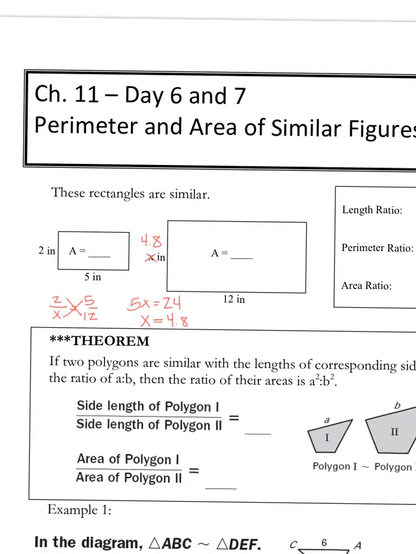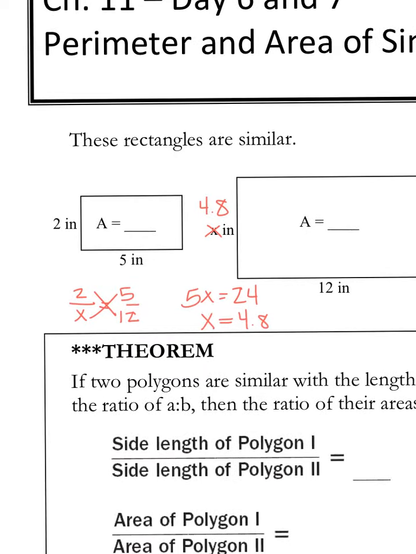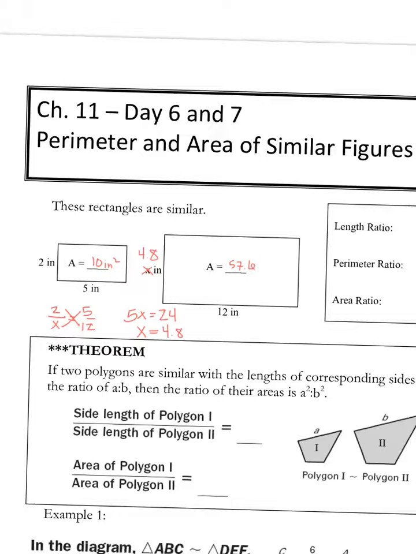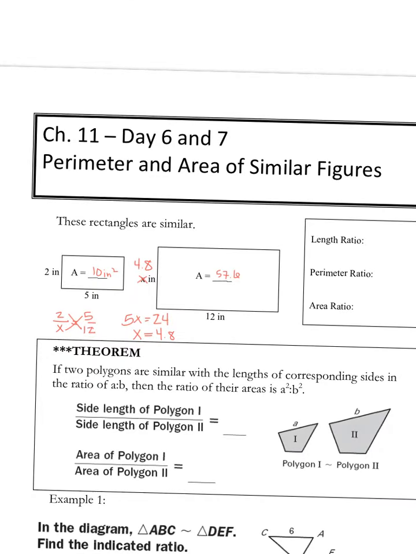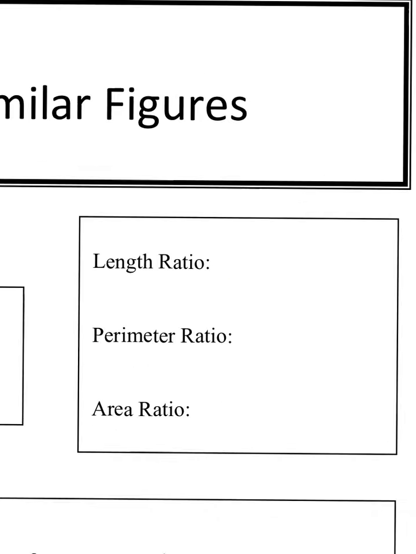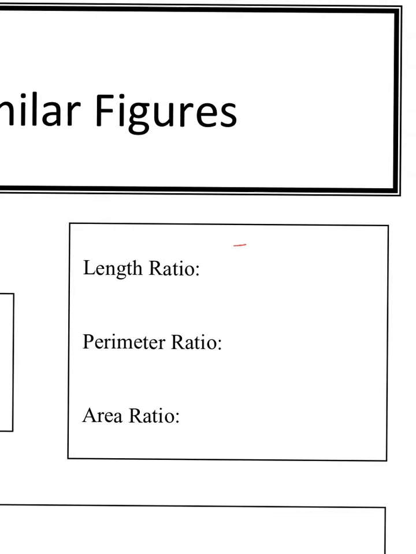So now we have our length ratio. So now we can find our areas actually. So this would be 10 inches squared, and 4.8 times 12 is going to be 57.6. So let's go over here to our ratio. Length ratio is one side to the other. So instead of doing our 0.8 decimals, I'm going to do 5 to 12. So our length ratio is 5 over 12.